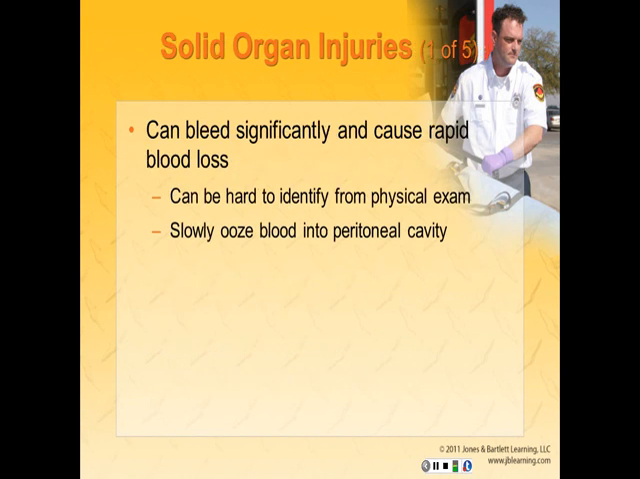Solid organs can bleed significantly and cause rapid blood loss. It can be hard to identify from a physical exam because the patient is not experiencing significant pain. Solid organs can also slowly ooze blood into the peritoneal cavity, causing pain to increase slowly over time. The liver is the largest organ in the abdomen, and it is very vascular and can contribute to hypoperfusion if it is injured. It is often injured by a fractured lower right rib or a penetrating trauma.